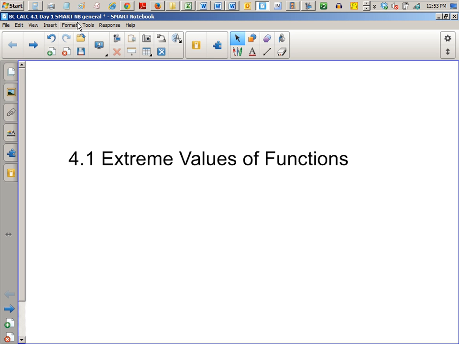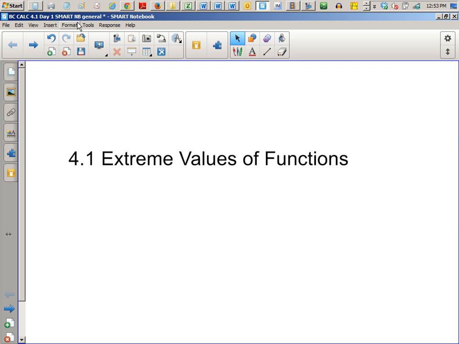Yes, a couple of period one students were quite disappointed that we were still doing derivatives. Yeah, we'll be doing antiderivatives soon in integration. So, give that another couple weeks.